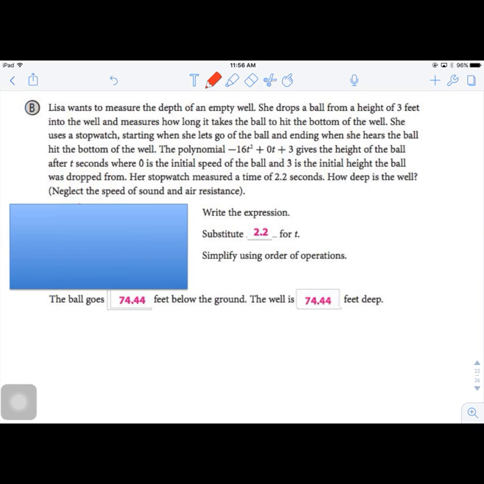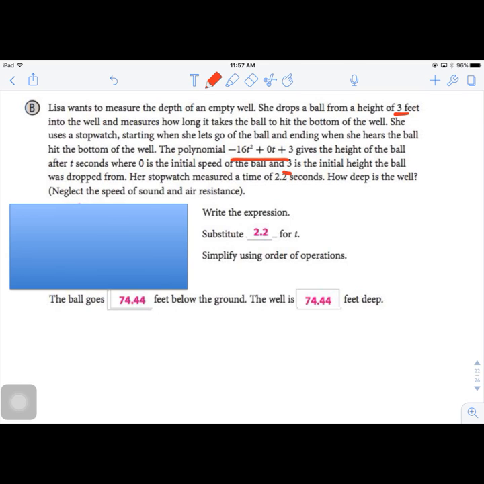She drops a ball from the height of 3 feet into the well and measures how long it takes for the ball to drop to the bottom of the well. She uses a stopwatch starting at when she let go of the ball and ending when she hears the ball hit the bottom of the well. The polynomial here gives the height of the ball after t seconds, where 0 is the initial speed of the ball and 3 is the initial height. So notice that 3 is already blended into the equation.